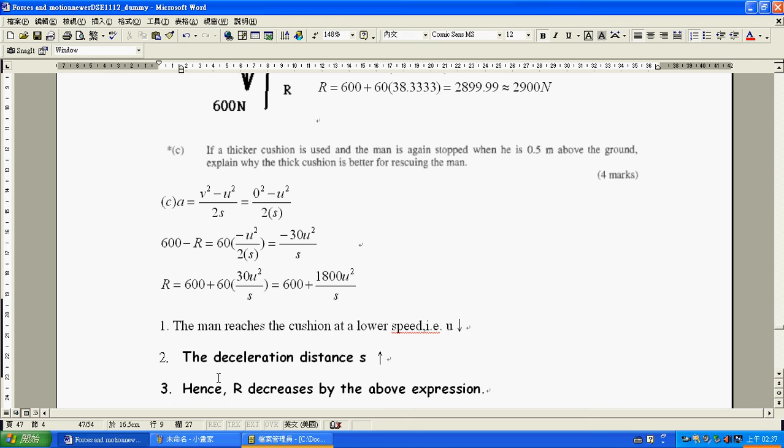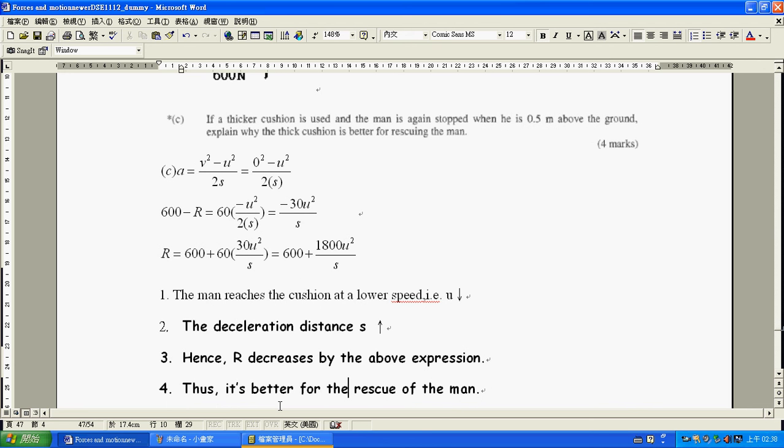So with the expression so derived for R, look at this expression. U is in the numerator, so when U decreases, R decreases, and also S is in the denominator. S increases, R decreases, so R decreases. This is better for the rescue of the man.